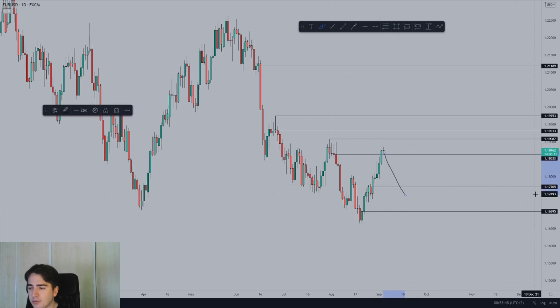So let's see if we reach 1.17705 or 1.16995. If we push up higher, we could still push in towards this zone. Maybe see a fake out with the news on this swing high, who knows.